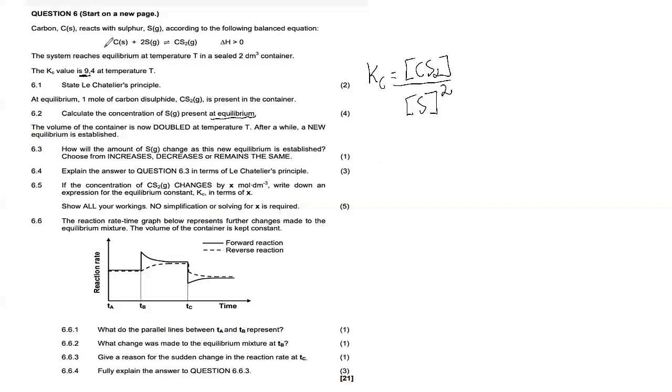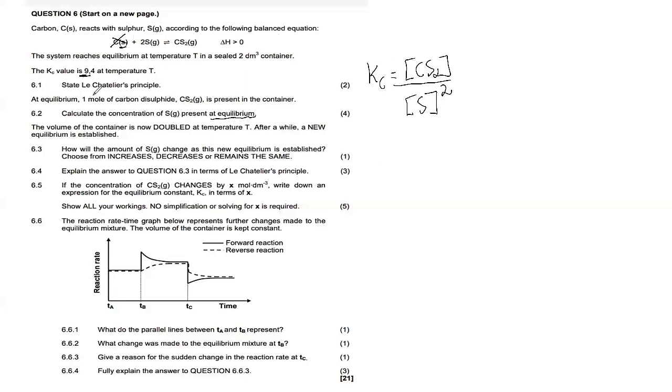Now we don't include the carbon here because carbon, as we can see, is in solid state, and we say the concentration of solids and liquids remains constant throughout the reaction. So they do not make it to the Kc expression. We do not substitute them into the Kc expression.